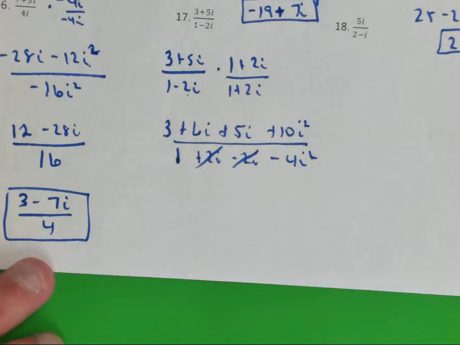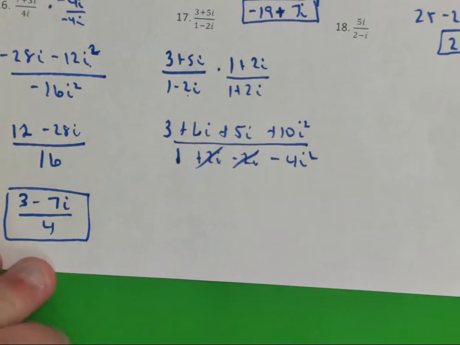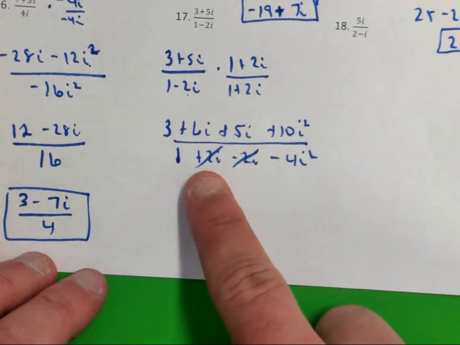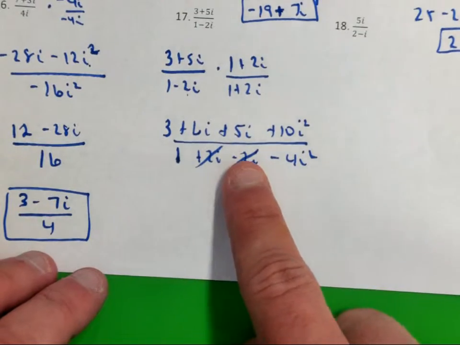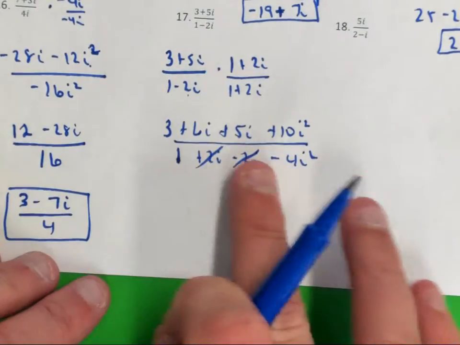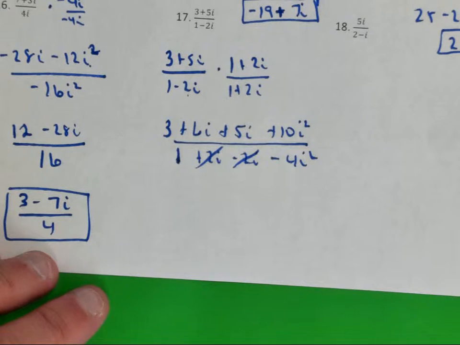When it's a conjugate, can you just multiply the first and the last? Yes, because in the end, these two cancel out. If these two middle terms do not cancel out, then you did something wrong.